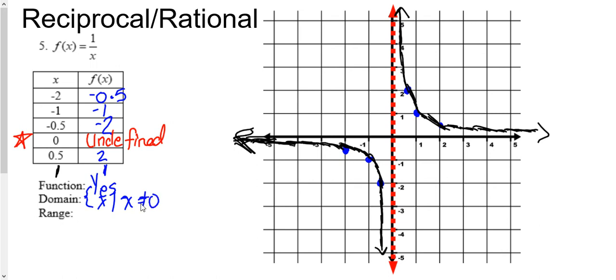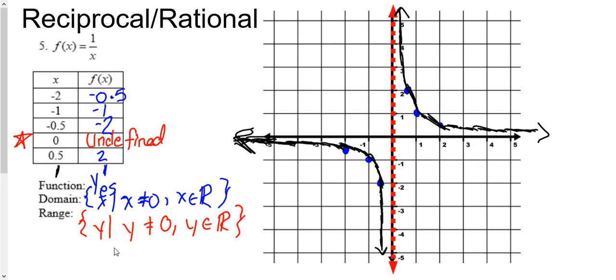That means I'm going to skip it, but x can be an element of the reals, meaning it's going to be every other number except for 0 because we're not including it. For my range, again, I'm going to set up curly brackets: y such that y cannot equal 0, and y is an element of the reals as well. So again, we're skipping 0 for y's. That's my set notation for this graph.